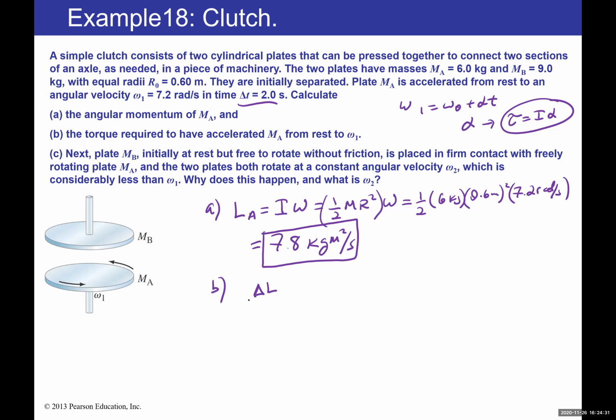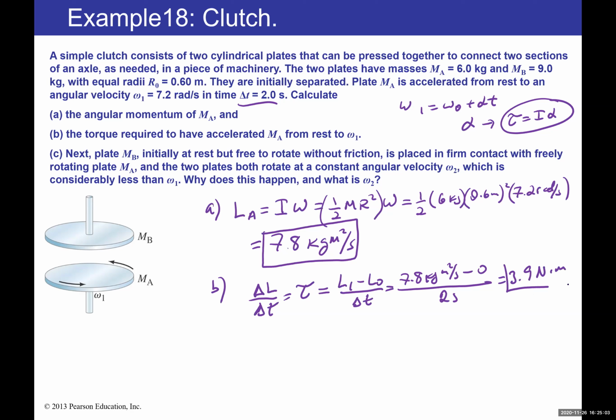I can say the change in angular momentum as a function of time is my net torque, which means L1 minus L0 divided by delta t. Initially, when it was at rest, it had no angular momentum, but now its angular momentum is 7.8 kilogram meter squared per second minus 0 in a time of 2 seconds. Then this will give me 3.9 newton meters. You can see it's easier in one step rather than two steps, which is still something we could do.